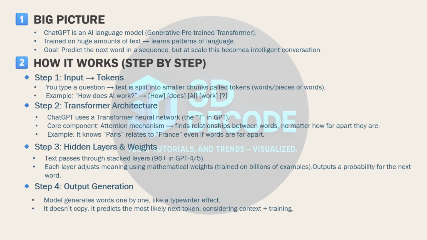How it works, step by step. Step 1. Input, tokens. When you type a question, your text is split into smaller chunks called tokens, words or pieces of words. Example, "how does AI work" becomes "how does A I work."